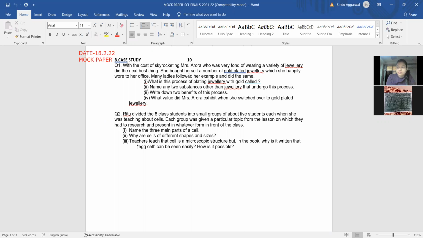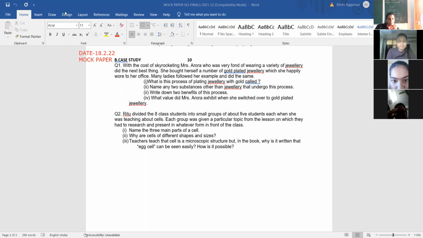Okay, what is the first question? What is this process of plating jewelry with gold called? Yes, Anshika. Ma'am, gold electroplating. Gold electroplating. Okay. Next, name any two substances other than jewelry that undergo this process.